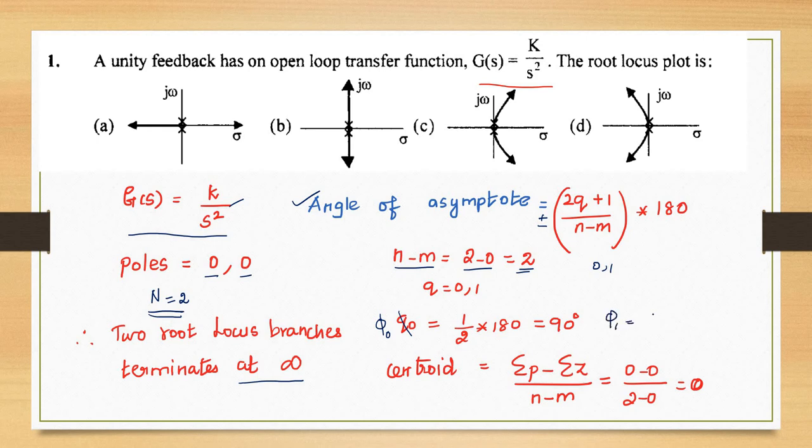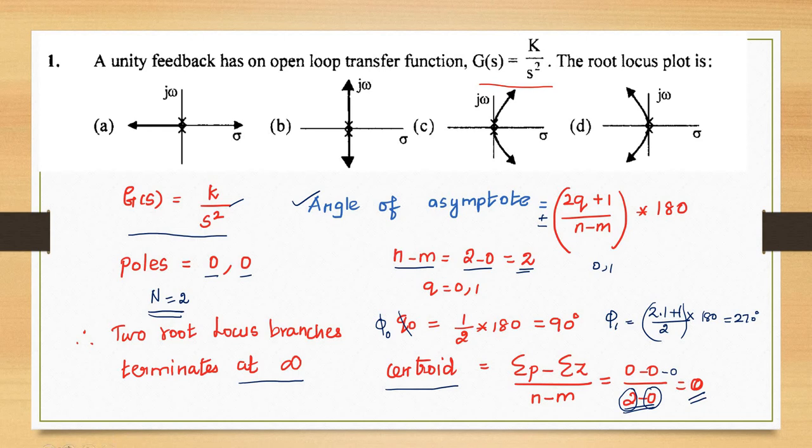Next I am going to find out phi 1. So 2 into q is equal to 1, that is (2 plus 1) divided by 2 into 180. So 3 by 2 into 180, that is 270 degrees. Next I am going to find out the centroid. What is the centroid? Summation of poles minus summation of zeros. So how many poles? There are 2 poles, the values 0, 0. So 0 minus 0, there is no zero, 0 divided by (2 minus 0), number of poles minus number of zeros. The answer is 0.